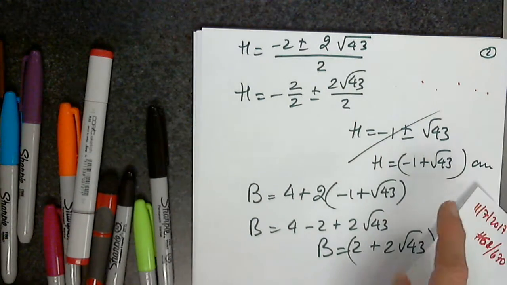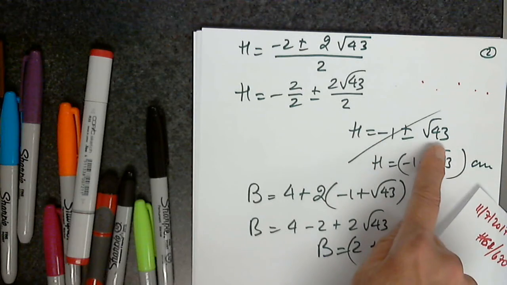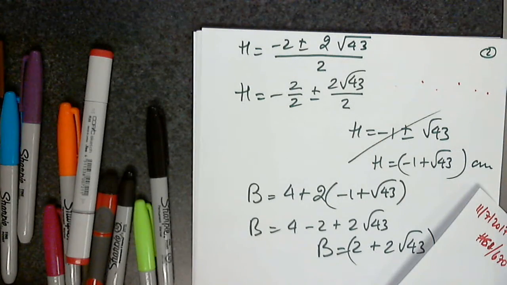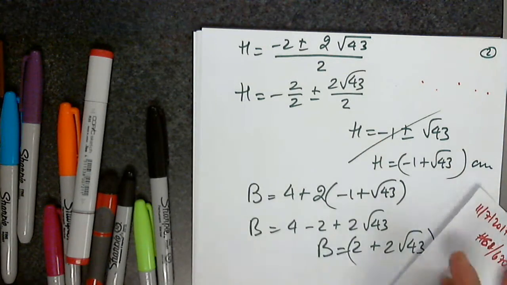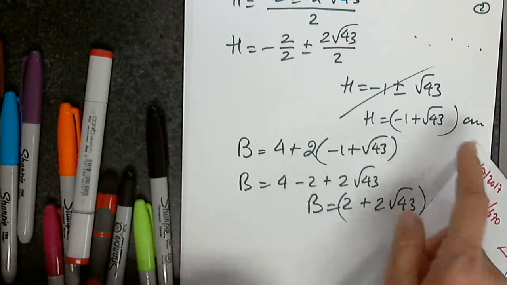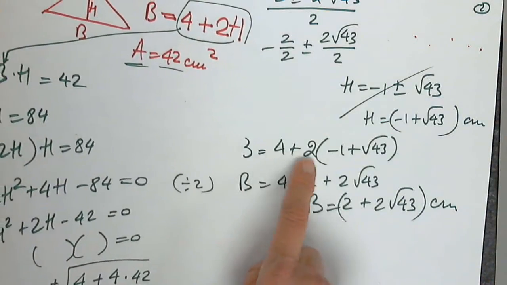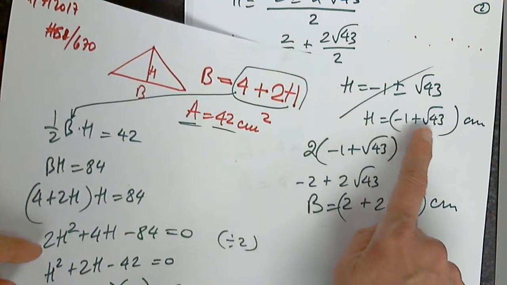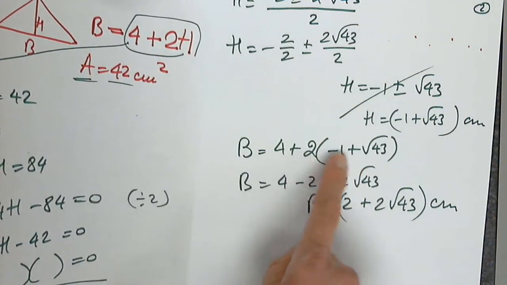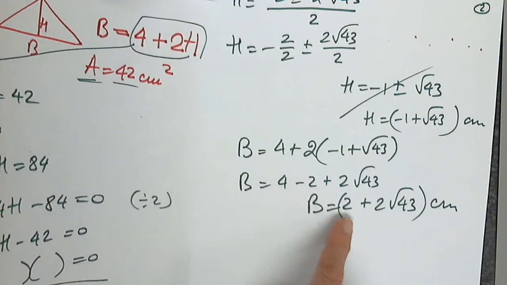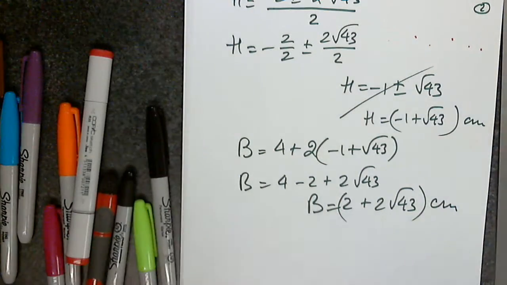But I cannot use both, because -1 minus the square root of 43 would be a negative number. Height cannot be a negative number. So I only used the positive, and then I went back to the formula for the base and replaced the height by -1 plus the square root of 43. I distributed, combined like terms, and we got the base.